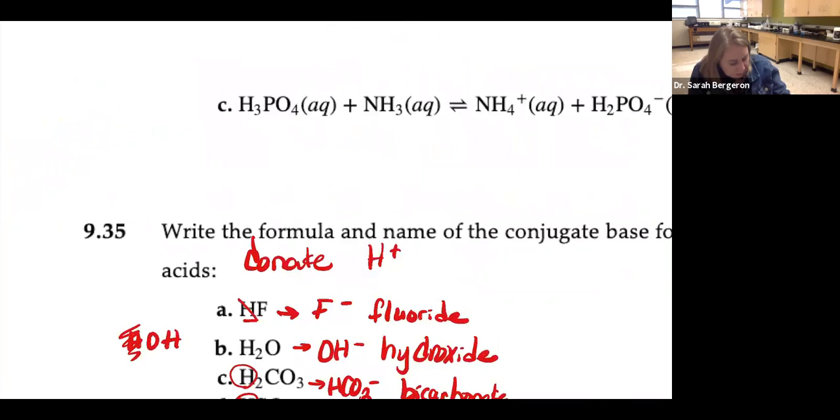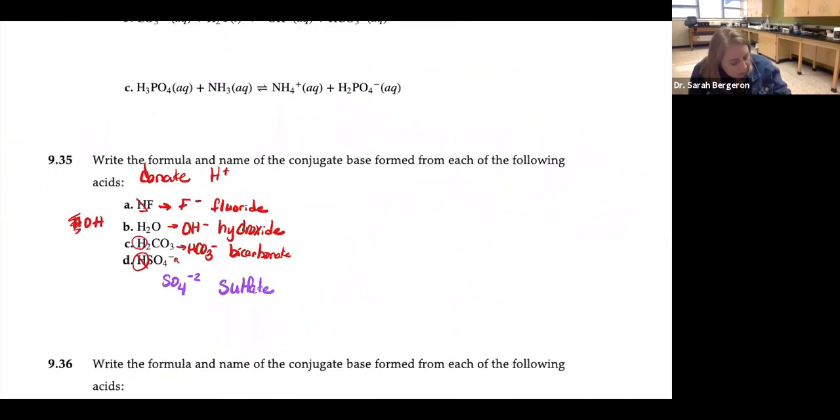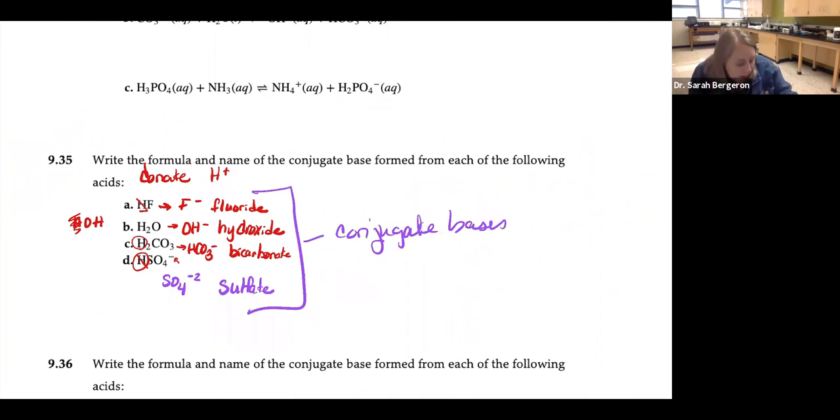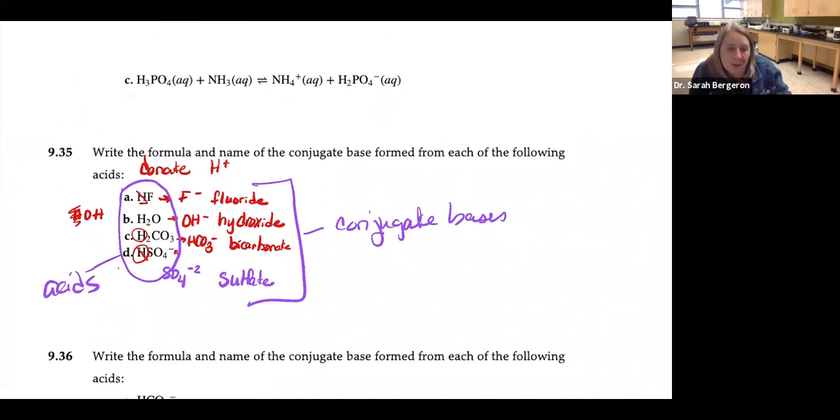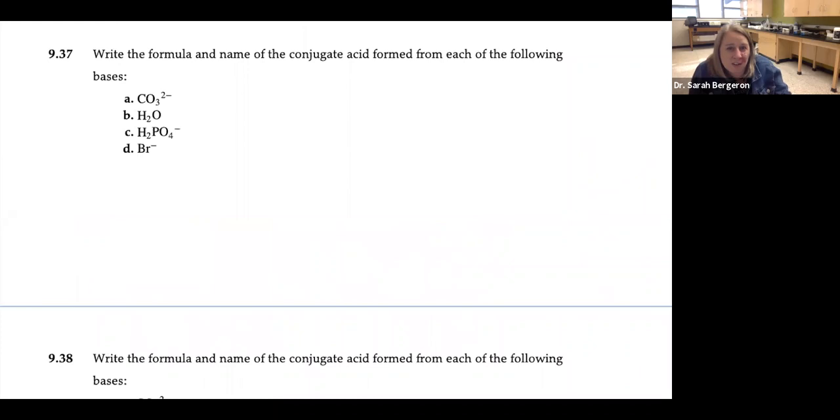All right. Okay, so we named our conjugate base formed from each of the following acids. So all of the things that we wrote here, all of these are conjugate bases. They're what's left when these acids lose their hydrogen, okay? So let's kind of switch gears.